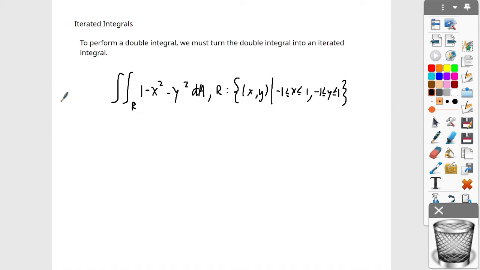So what do we do with double integrals? How do we perform them systematically? We have to turn the double integral into something called an iterated integral. So it has to be an iterated integral. What does iterated mean? Iterated means you do it again. So in this case, you do it twice. So how is it going to work?